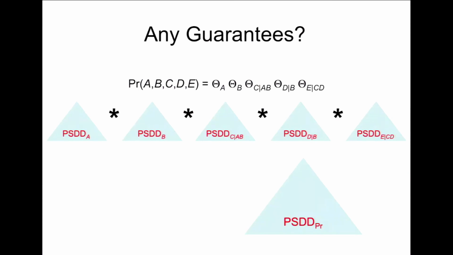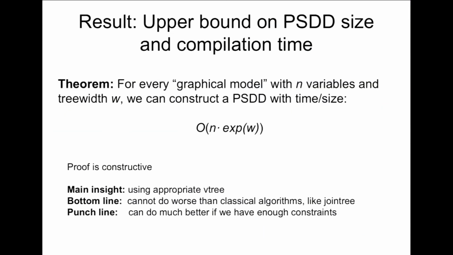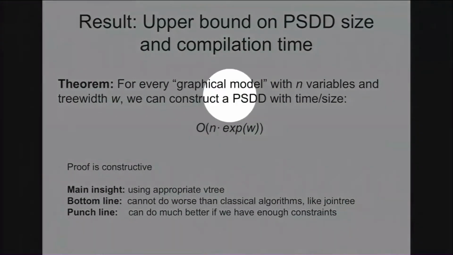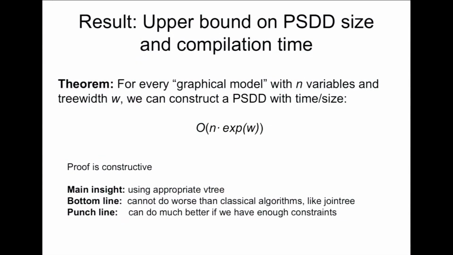You get the following guarantee: at least for graphical models, you can play this game without being worse than tree width. This is the classical baseline everybody has to meet. So if you have a graphical model with n variables and tree width W, we can construct a PSDD in the usual guarantee. So it's not going to be worse than what we've seen before, but that's again not interesting. This is interesting only to say, okay, I can be worse, but you want to be much better than that.